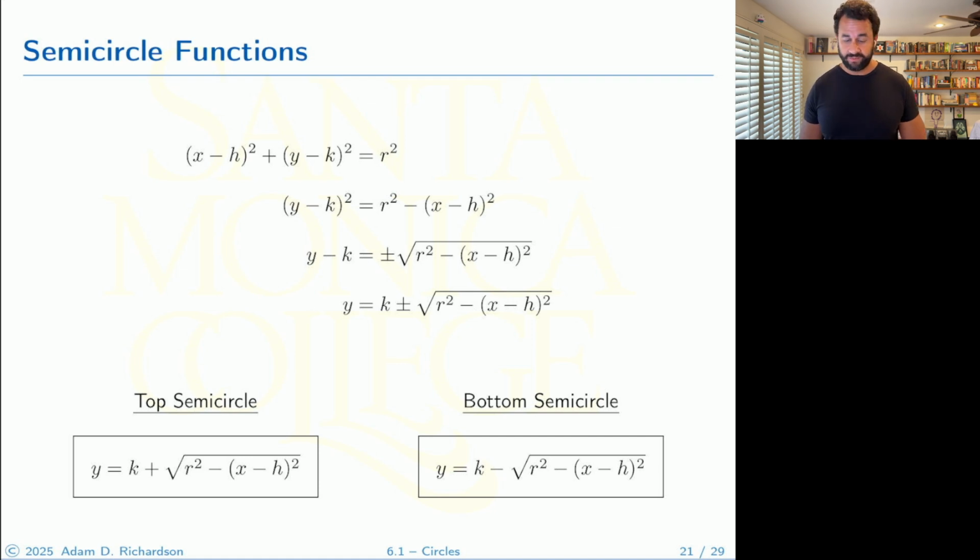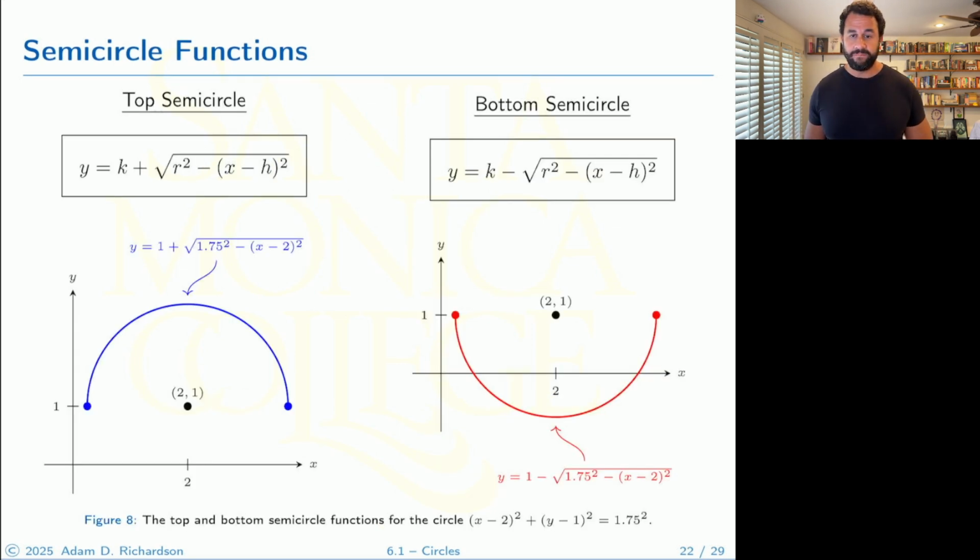Now let's look at a picture, okay? This one is actually precise too, but here's the top semicircle. Here's the bottom semicircle. And here I used that same circle we looked at before, the one that's centered at 2, 1, and has a radius of 1.75. And again, as it's written down here, that's not going to describe a function of x nor a function of y. But when you solve for y, you get the formula, the function for the top and the bottom.